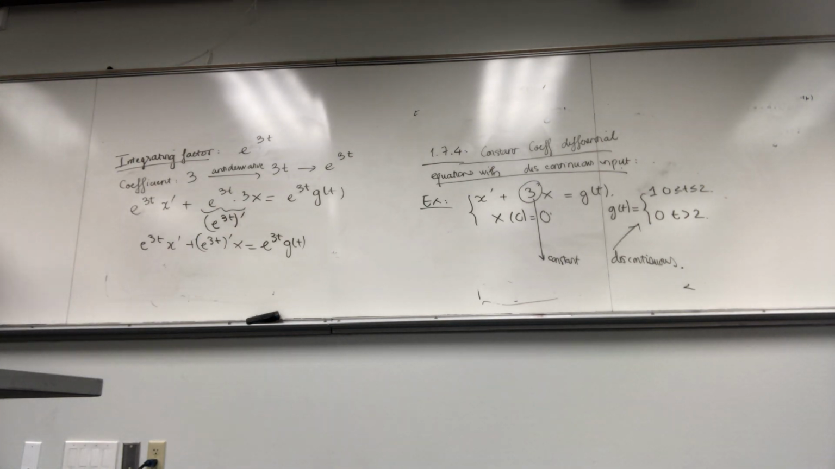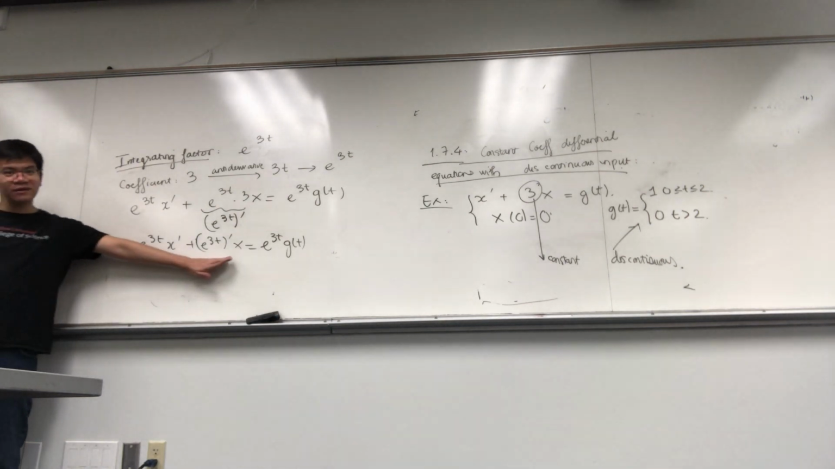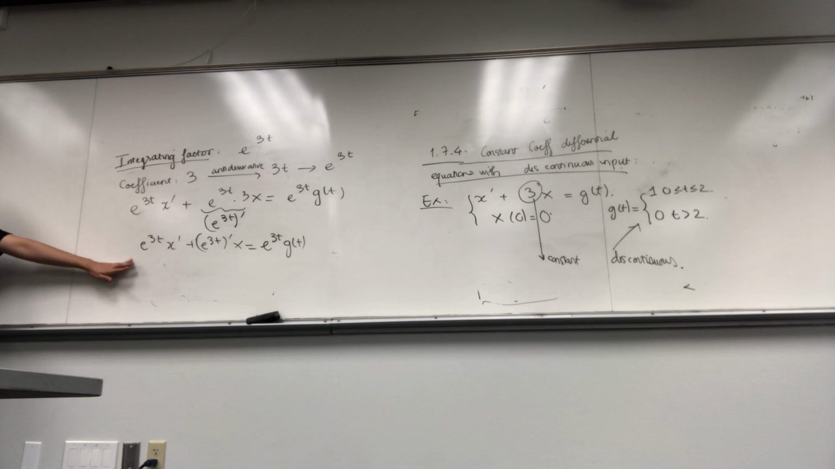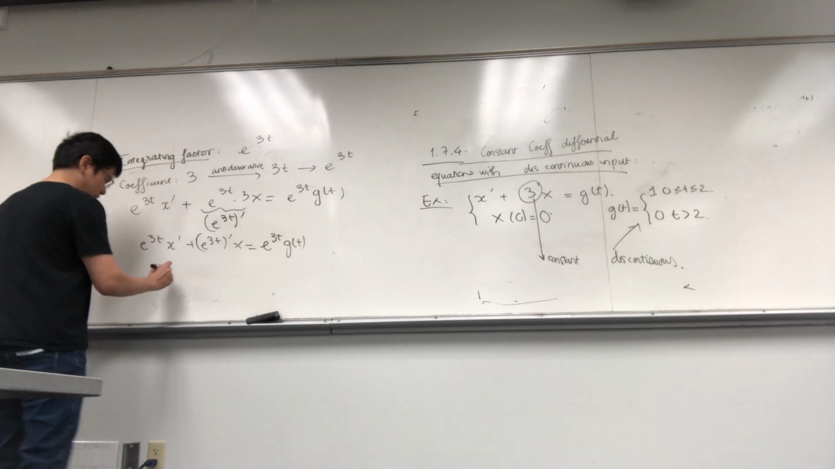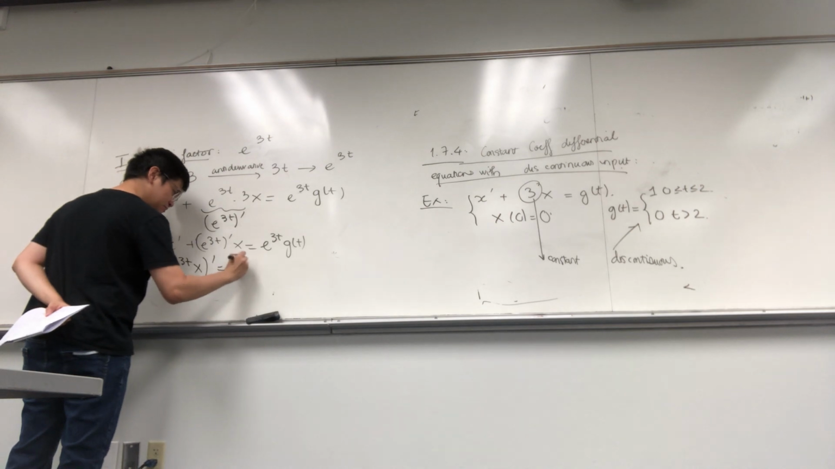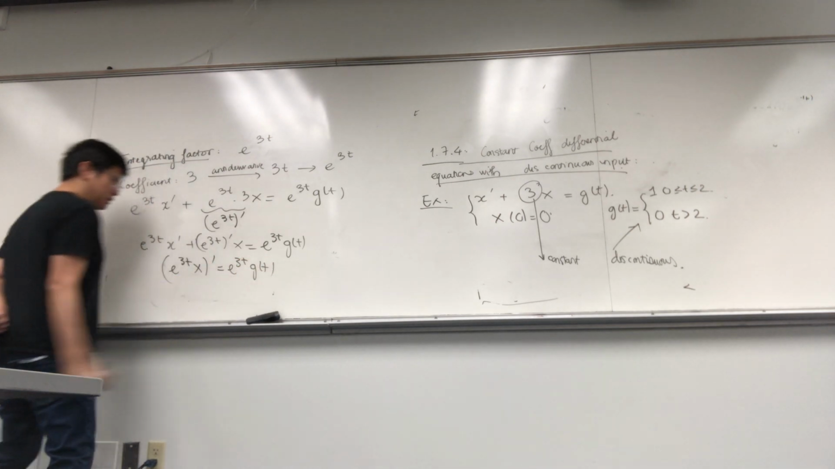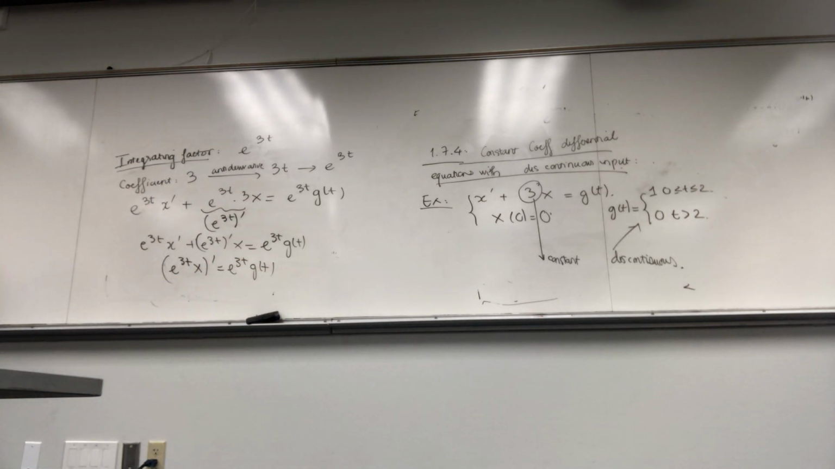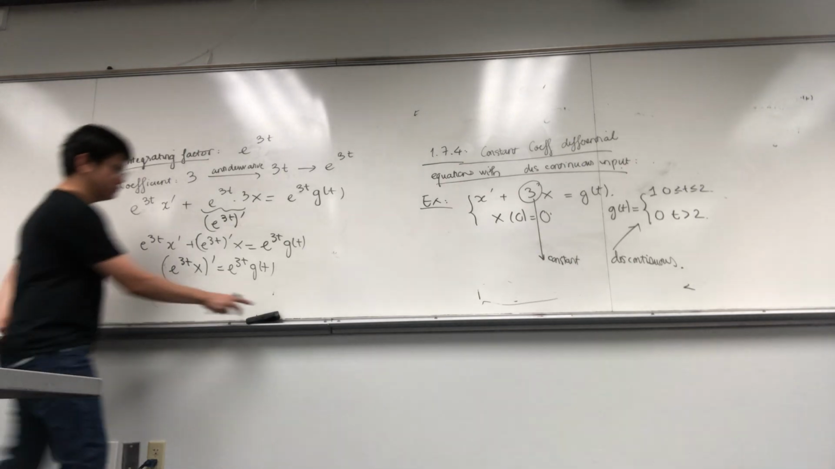All right? So how can I write the left-hand side? Using the product rule, you can write it as e to the 3t x, prime. So you have e to the 3t x, prime, is e to the 3t g(t). Right? Now I have to solve this equation.